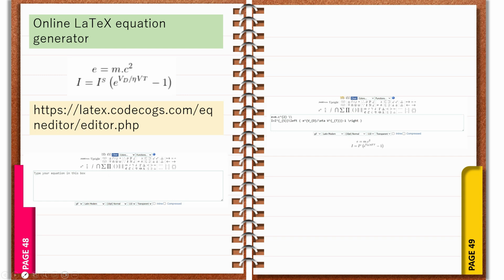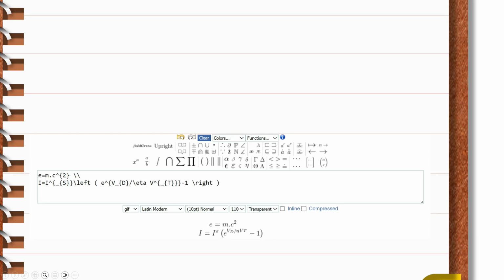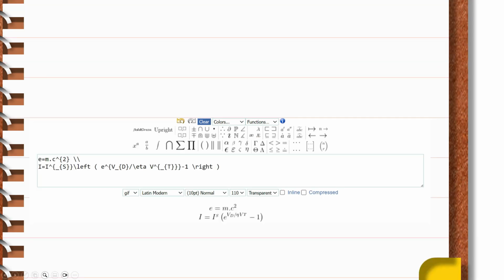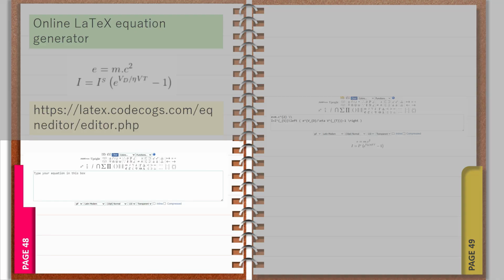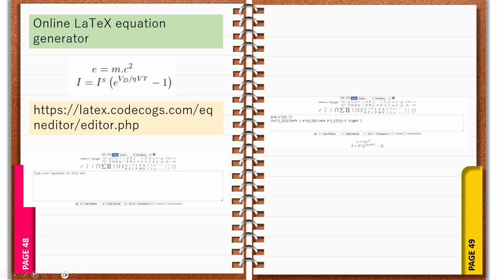So here you are able to see the equations like this. Here the first equation I have typed is E is equal to, I type m, then dot, I will search here where exactly the dot is, and then I will search here where c square is. During the hands-on session, I will tell you how to generate the equation.